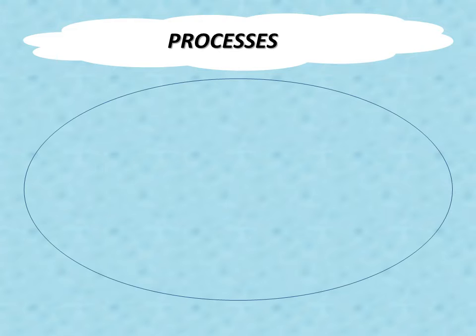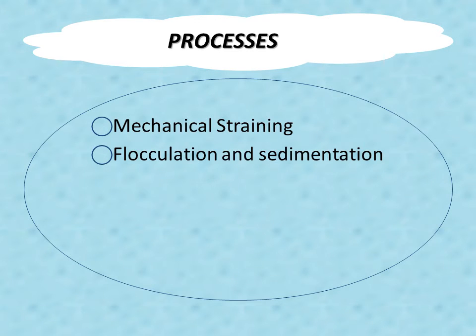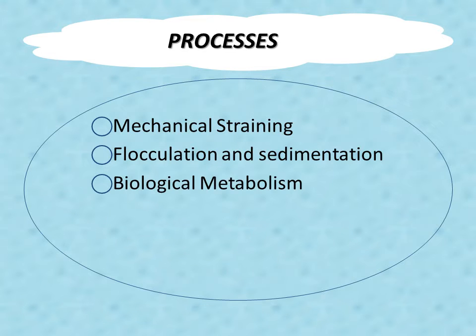So these are the processes. First one is mechanical straining. Second one is flocculation and sedimentation. Third is biological metabolism. Fourth is electrolytic changes. Now let's look at each of them in detail. Okay, first one is mechanical straining.